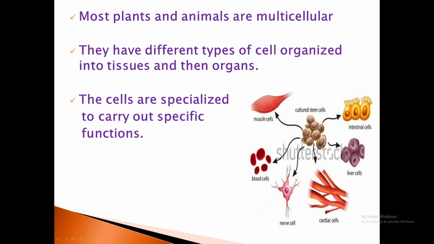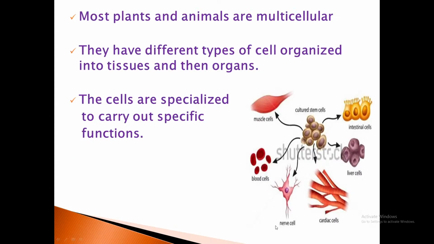So let's continue. Most plants and animals are multicellular. What they are saying is that most animals and most plants are multicellular. That means that in our body you will find a lot more cells, and a lot more different types of cells, than in a bacterium or a virus, for example.